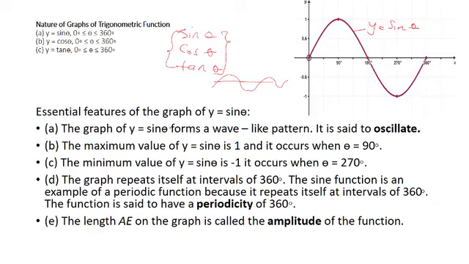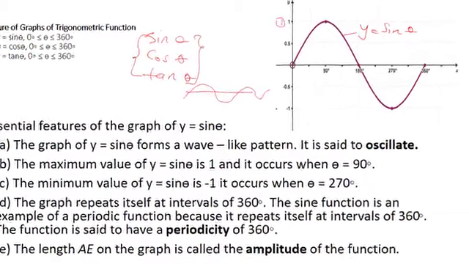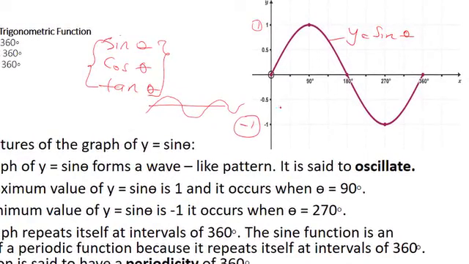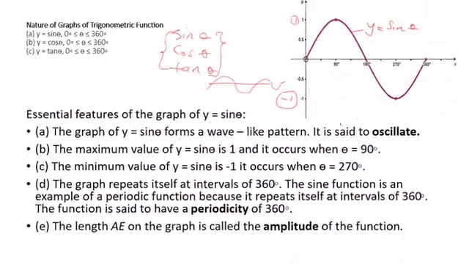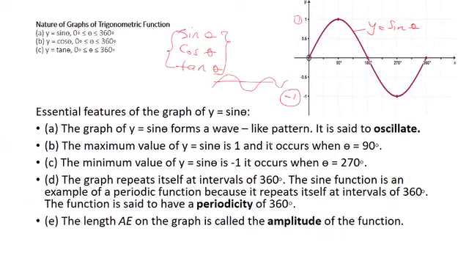The maximum value of y = sine theta is 1, and the minimum value is minus 1. The maximum occurs when theta is equal to 90 degrees, and the minimum value of minus 1 occurs when theta is equal to 270 degrees. The graph repeats itself at interval of 360. The sine function is an example of a periodic function because it repeats itself at interval of 360. The function is said to have a periodicity of 360.